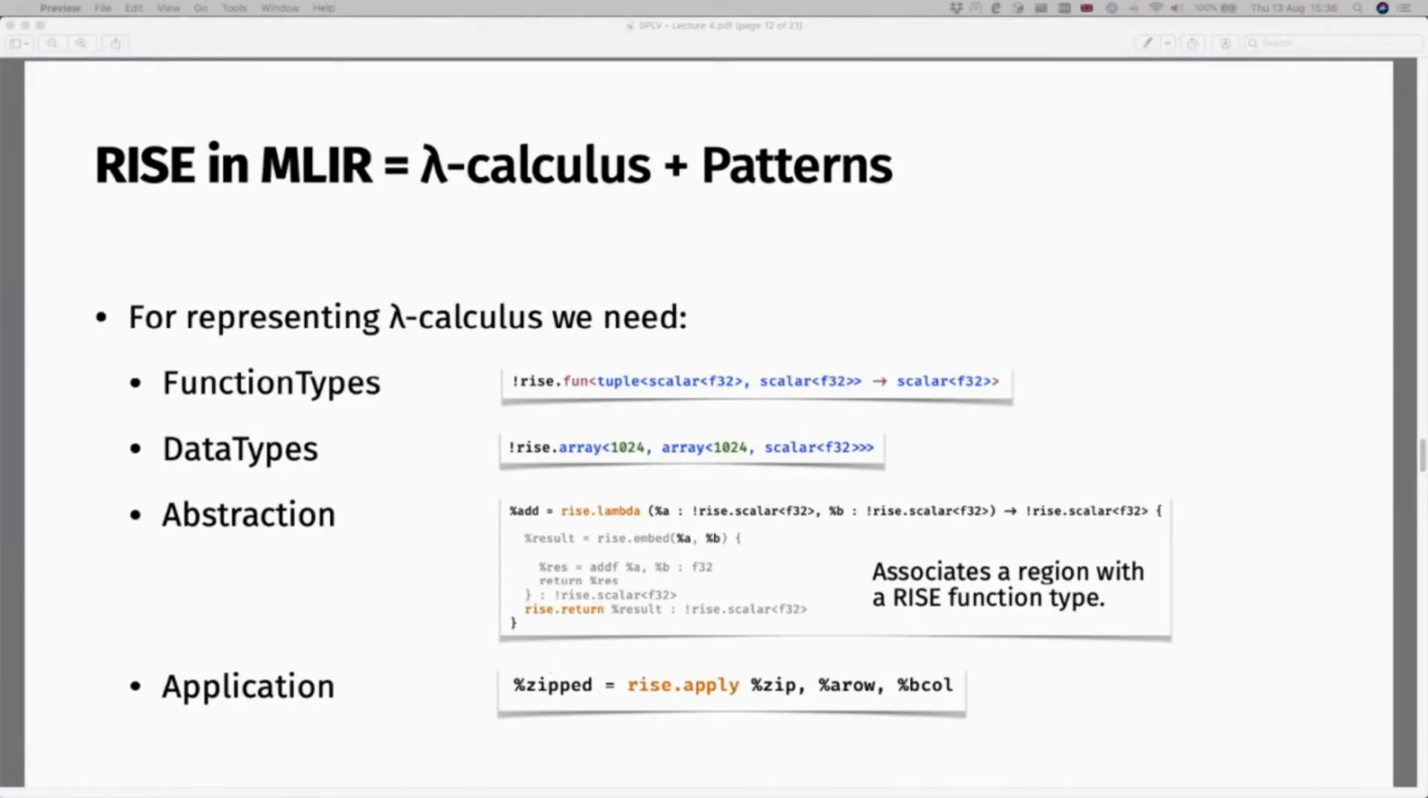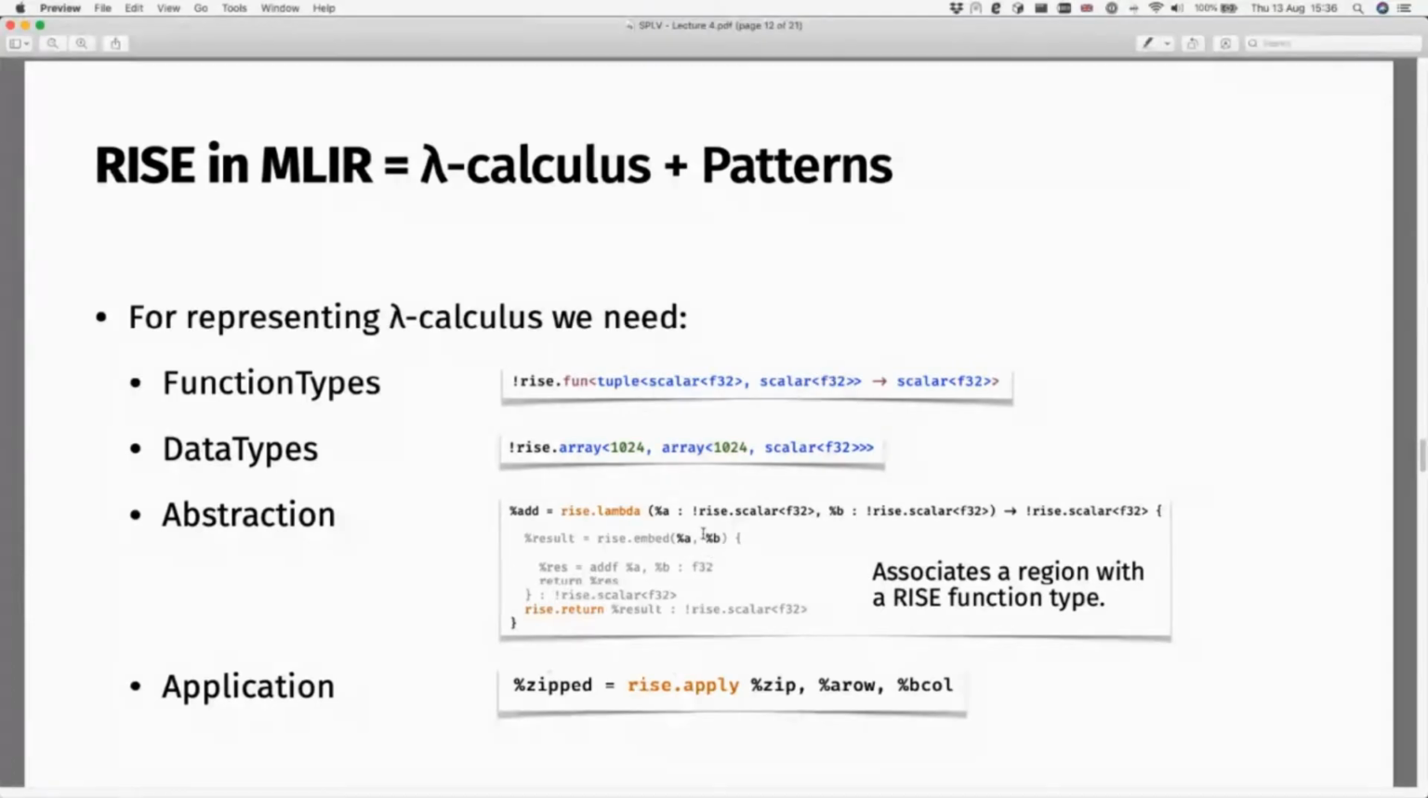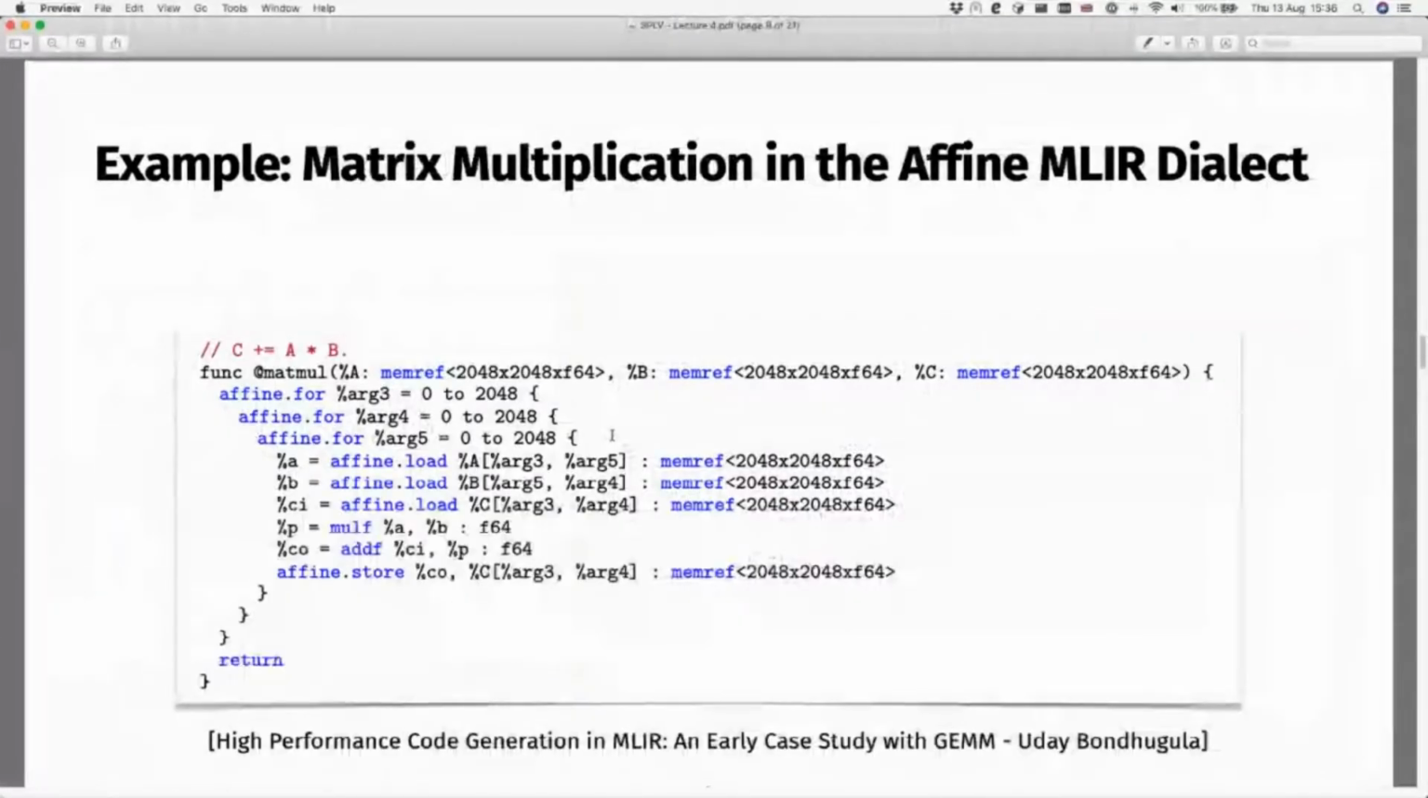Okay, there has been a question asking, can our rise.lambda capture free variables? Based on the nesting structure, we can naturally refer to all MLIR values that are in scope, if that is what you mean by capturing.